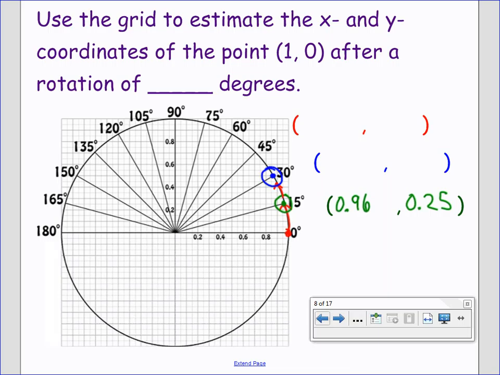Let's get those coordinates. So I'm using the grid, and I'm counting, I'm getting the x-coordinate. It looks like 0.86. I'm getting like 0.86. Are you guys getting that? About 0.86? An estimate?